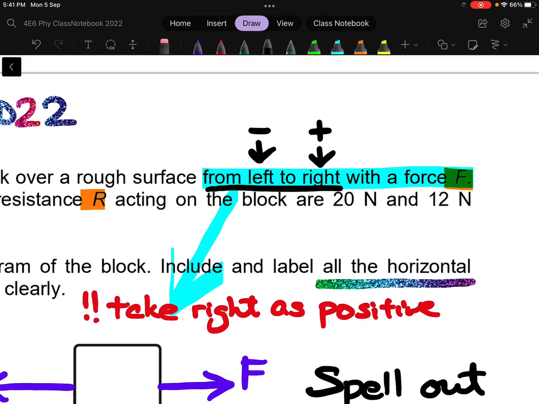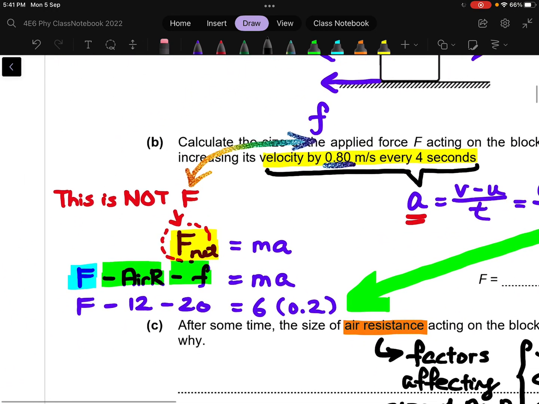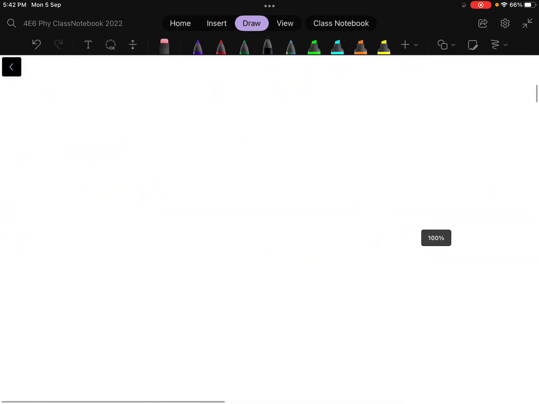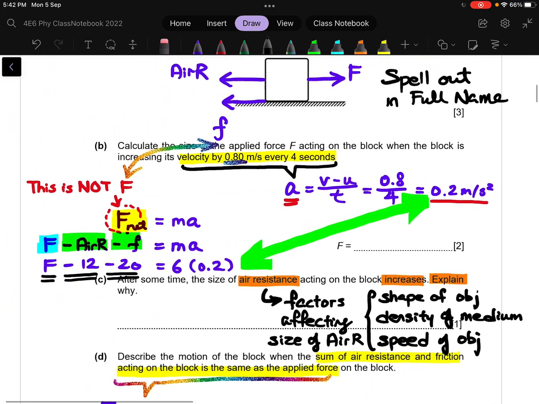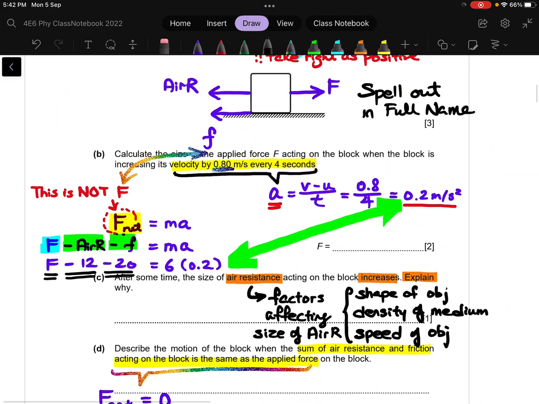Now the keyword is initially, in which direction the object moves. Okay, so in this case, I assign the right side as positive. So as you can see, the F is embedded over here, and you have to include your air resistance and your frictional force. So after you do your algebra, you will be able to solve for F because you already know a is given by 0.2, right? And the mass is over here at the top. So you can solve this.